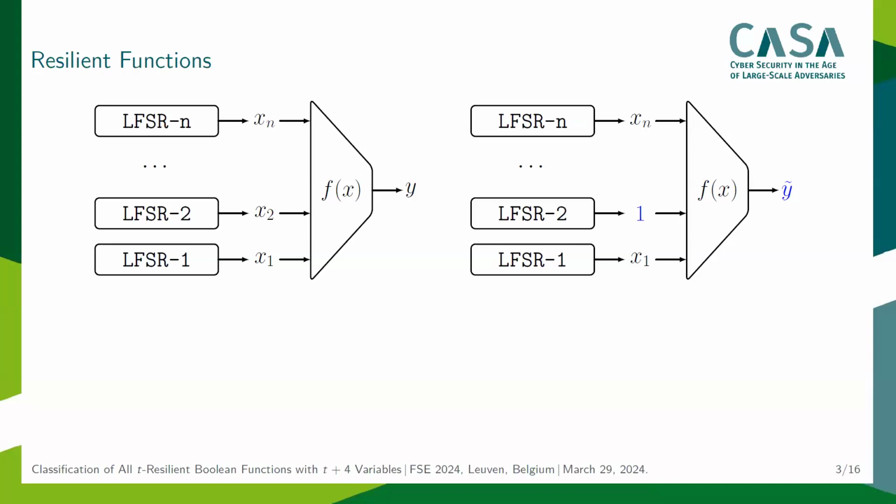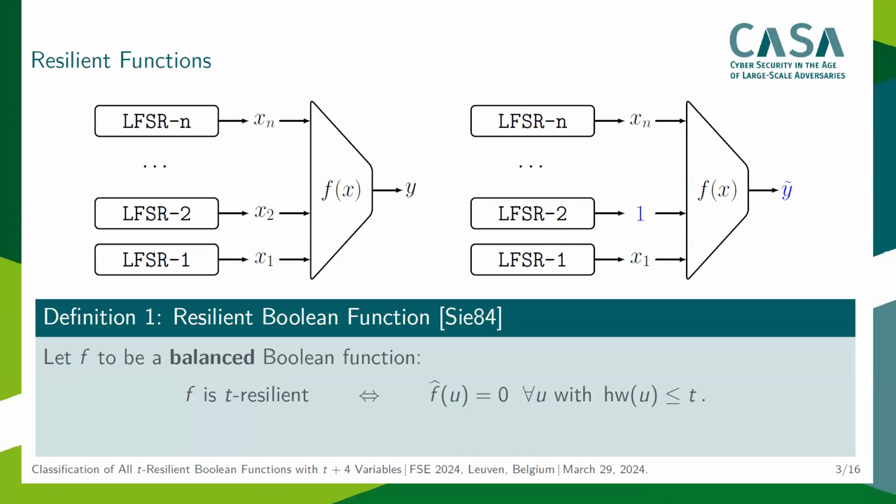And that is, this F function is a T-resilient function if by fixing any T input variables to any fixed constant, the probability distribution of Y tilde and Y is the same. And these functions were introduced in 1984 by Siegenthaler, and just 1 year later, they found that this definition is equivalent to: a balanced Boolean function F is T-resilient if and only if the Walsh transform in the points U with Hamming weight at most T is always 0. And if you don't know the definition of the Walsh transform, you can use this formula for this transform.